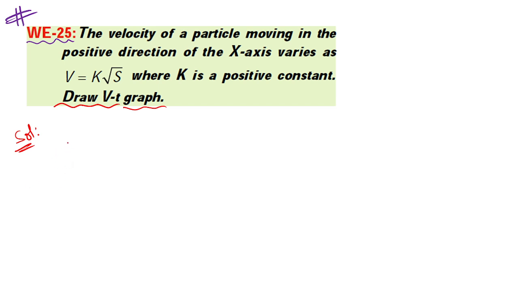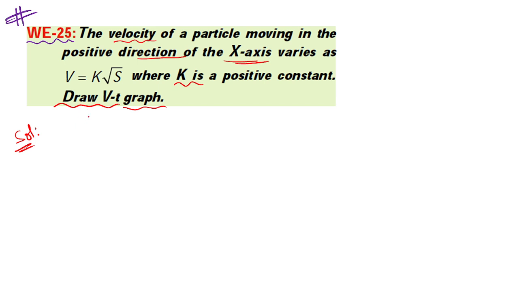T square you got? Let me check it. What is the equation I got here? The velocity of the particle moving in a positive direction of the x, which means they are trying to show only one axis, it is motion in a straight line only. Clear? So v is equal to k into root of s, where k is a positive constant. Draw a v-t graph, they are saying.